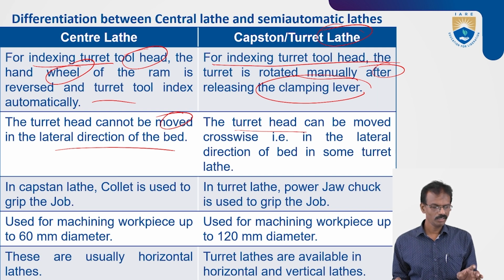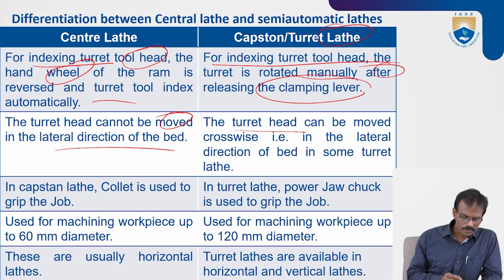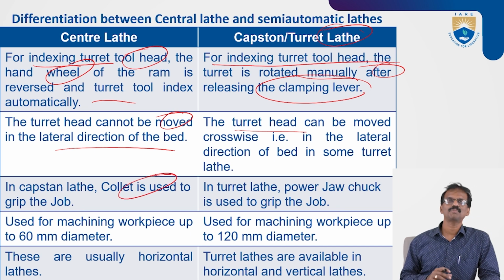So in the case of a capstan lathe, the turret moves only in the longitudinal direction. But in the case of a turret lathe, the turret is mounted on the saddle. By the help of the cross slide, we can move the turret head in crosswise movement also. Okay. In a capstan lathe, collets are used to grip the workpieces, grip the jobs. But in the case of turret lathes, power jaws are used to grip the jobs or workpieces.